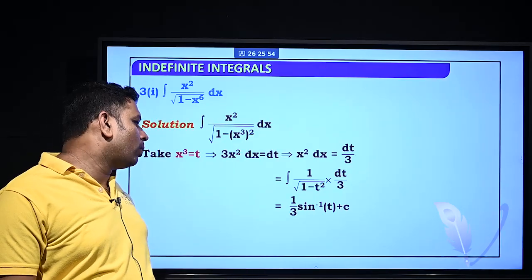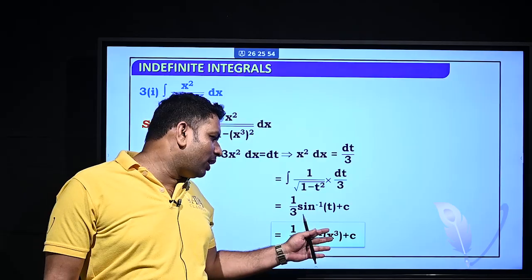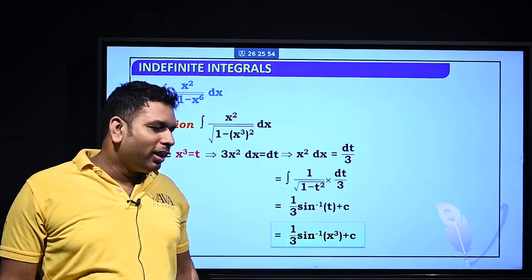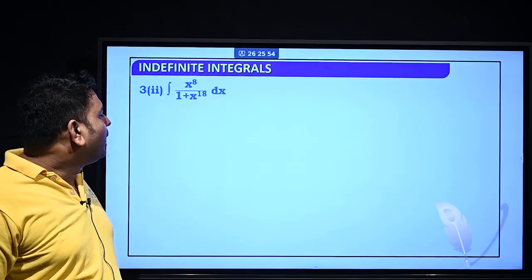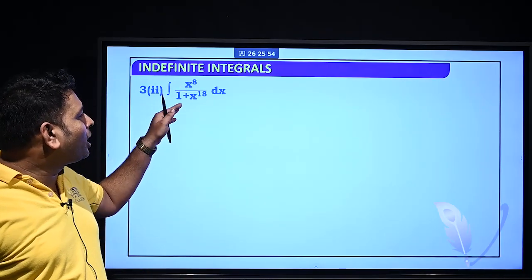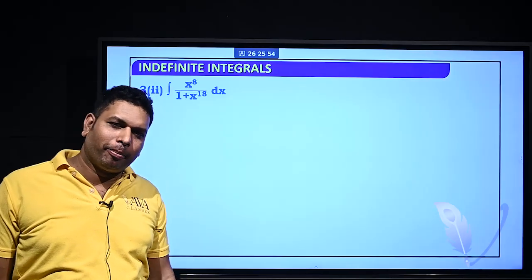So t is x cube. So 1 by 3 sine inverse x cube plus c. Okay, so this is the answer. Now 3, second bit: x to the power 8 by 1 plus x to the power 18, dx.